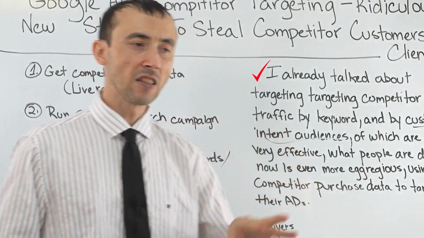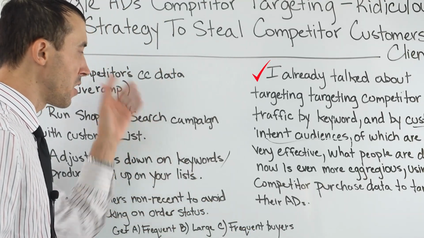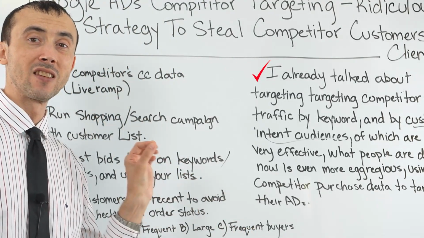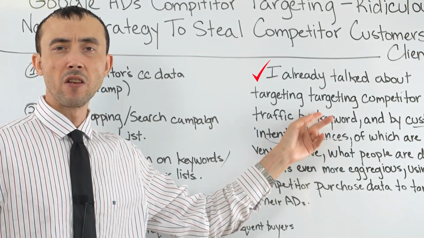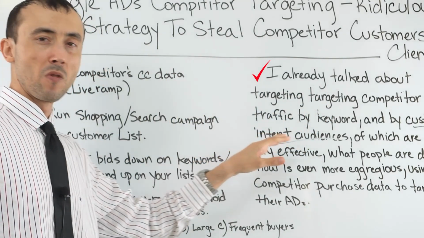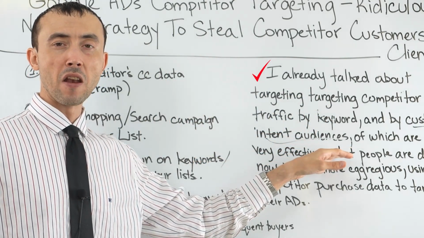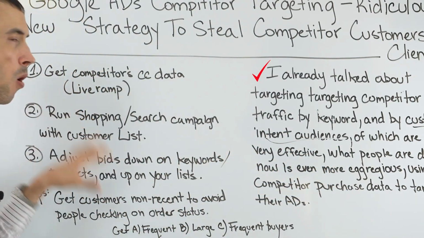So anyway, that's specifically what I'm talking about in today's video. And I'm going to go through here step by step how this is exactly done. Targeting people that are typing your competitor's name, that's one thing. You can make money that way. People who've been to your competitor's site before, same thing. This is at a whole other level.